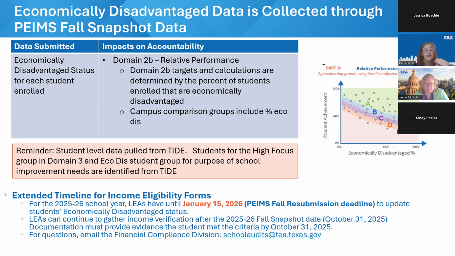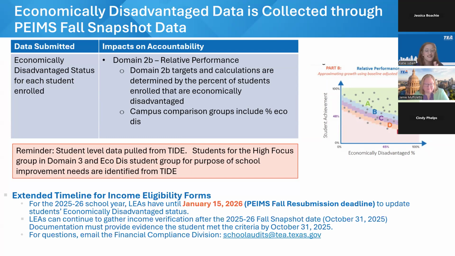Of course, because that STAR-related student level data is pulled from TIDE, we want to make sure that those systems are exactly matched, because to determine whether or not a student is part of the high focus group within domain 3, we're actually pulling that data from TIDE. So again, today is really focused on PEIMS, but we do want to name that these data systems need to match in order to make sure that your accountability rating is accurate and really reflects what you expect it to reflect.